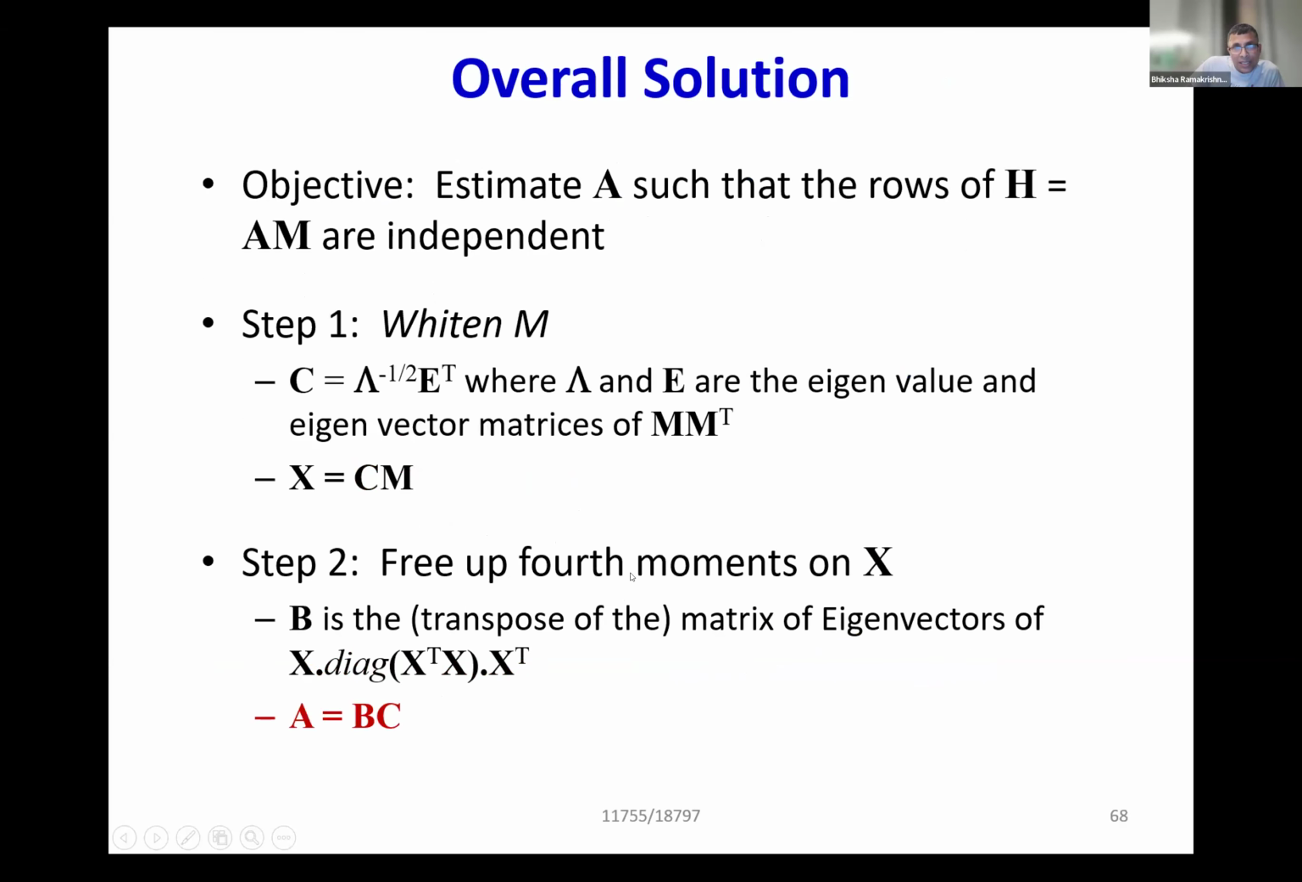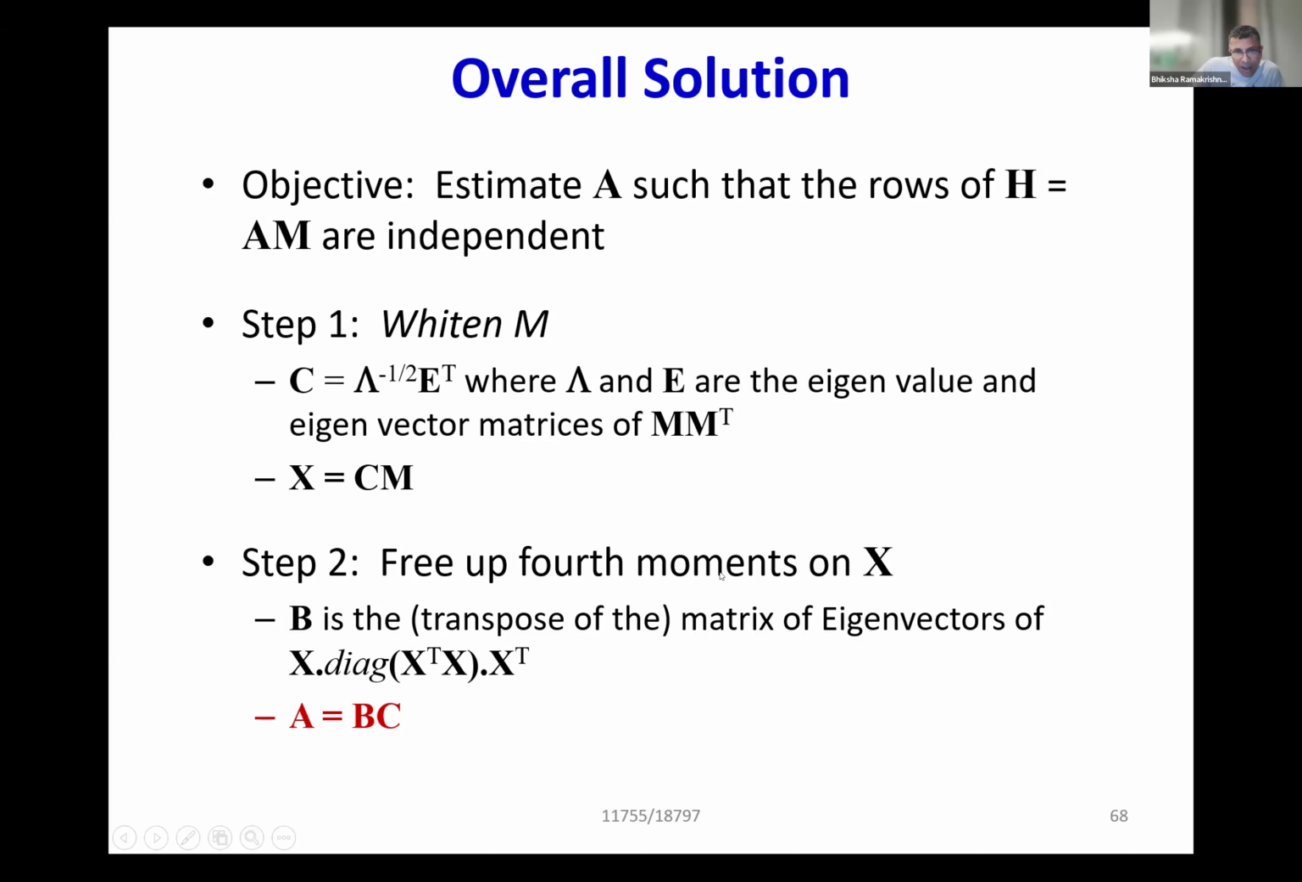And so here we got this algorithm. Our overall objective was to estimate some matrix A such that the rows of H equals AM are independent. So the first thing we did was to whiten our data M by computing the covariance matrix of M and its eigenvectors and eigenvalues. And you computed your whitening matrix C, which is lambda raised to minus half times E transpose. And then you multiplied the original data M by this whitening matrix to get the whitened data X.